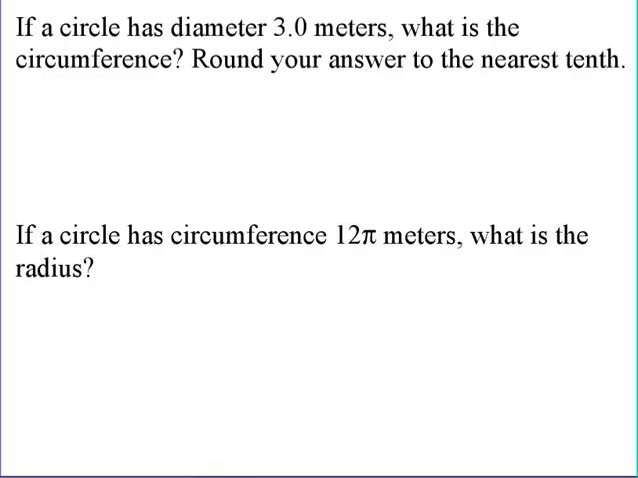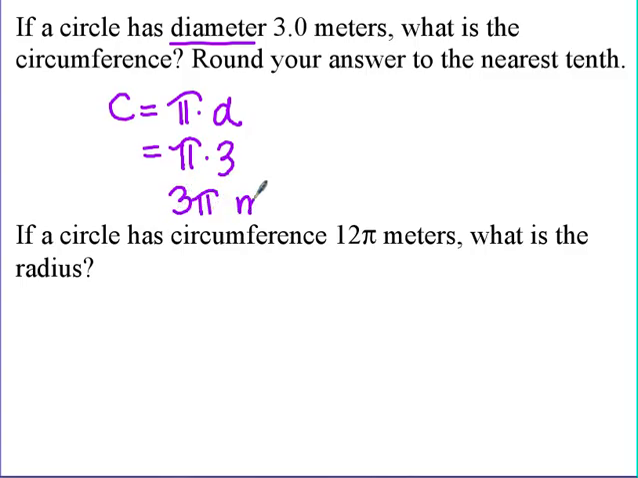Okay, so since I know diameter, oh, that is the pen, sorry. Since I know diameter, my circumference is pi times my diameter. So pi times 3. So I could either leave my answer as 3 pi, which is what I actually kind of like. So 3 pi meters. Or I could multiply that out.